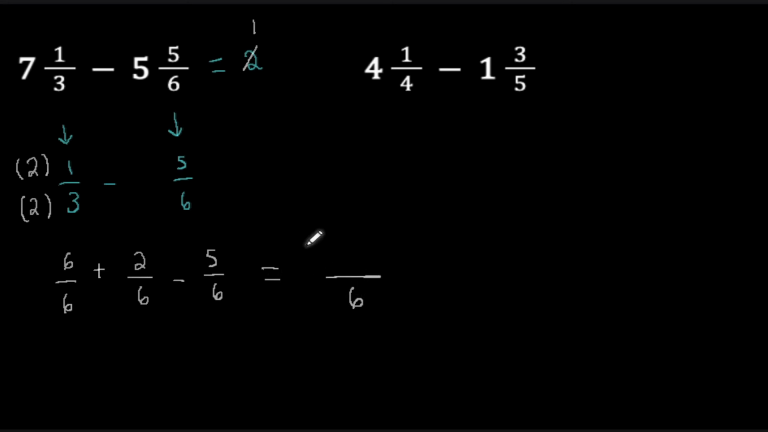So all we have to do is add and subtract across the numerators, but in that order. 6 plus 2 is 8, and then 8 minus 5 is 3. But notice 3 over 6 can be reduced or simplified even further by dividing by 3 in the numerator and in the denominator, which gives us 3 divided by 3 is 1, 6 divided by 3 is 2. But don't forget about your 1 here. Your final answer is 1 1/2.